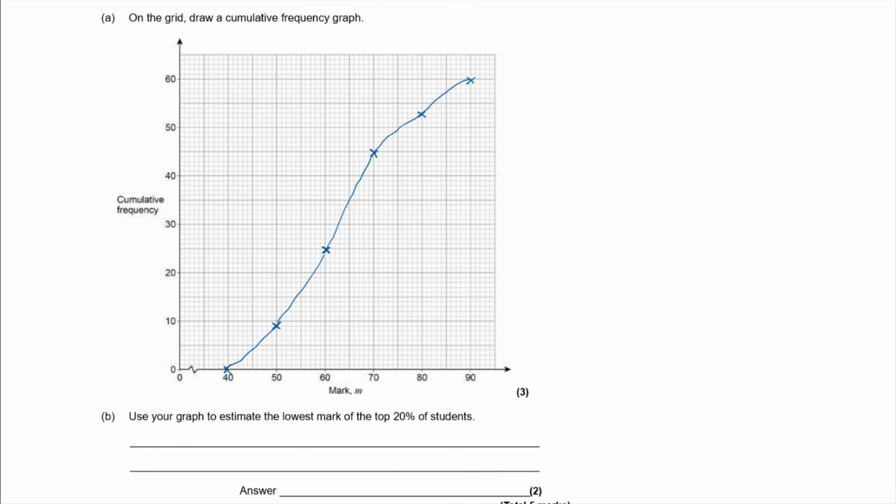Use your graph to estimate the lowest mark of the top 20 students. Okay, so who are the top 20 students? We've got 60 students. 20% of 60, that's going to be 0.2 times 60, isn't it? What's that? 12, isn't it? Do it on your calculator if you need to. Remember, it's the top 20% though, so I don't want the bottom 12. I want the top 12. So if I start at 60 and I come down 12, that's going to take me down to 48, isn't it? So 48 to 60 is the top 12 students, which is the top 20%.